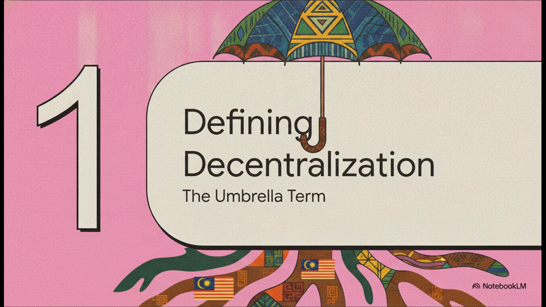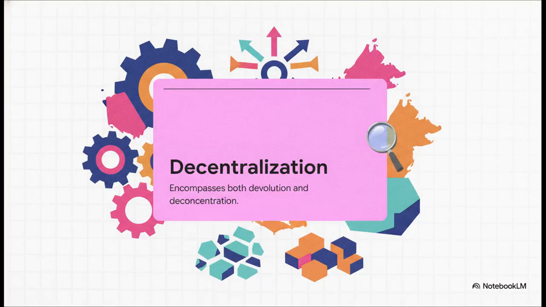Let's look at this grand umbrella term before we get too deep into the weeds. So, in the Malaysian context, decentralization isn't just one single thing. According to scholars like Maddock, back in 1966, and Brian Smith, decentralization is really an umbrella term that consists of two distinct halves, devolution and deconcentration. Both of these involve delegating power and functions to lower levels of government to make service delivery more effective, sure, but they do it in completely different ways.